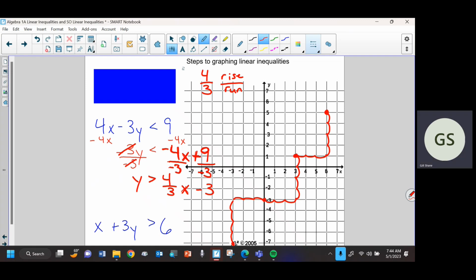So there is no line underneath that symbol. There's no "or equal to" part. So that means it is a dashed line.